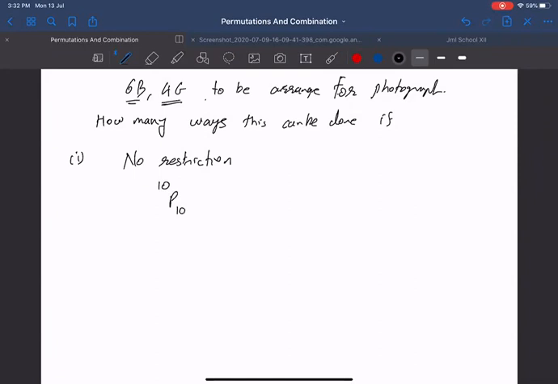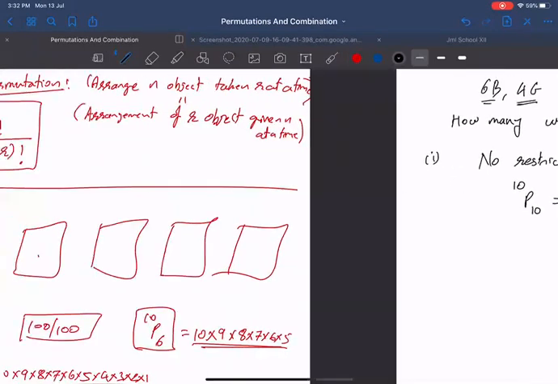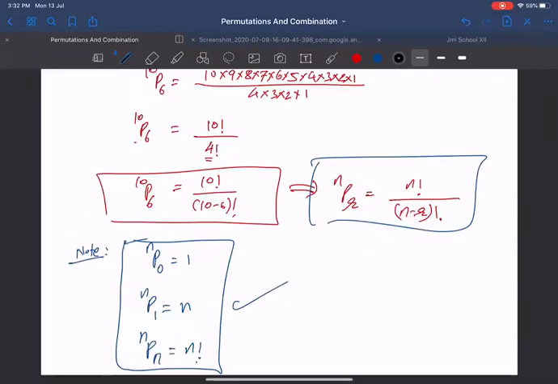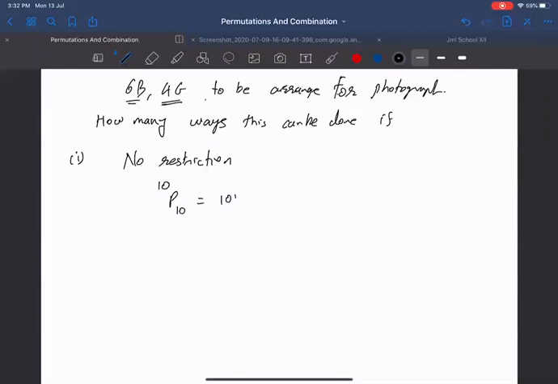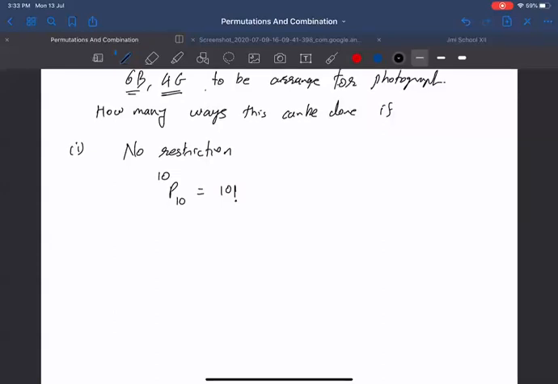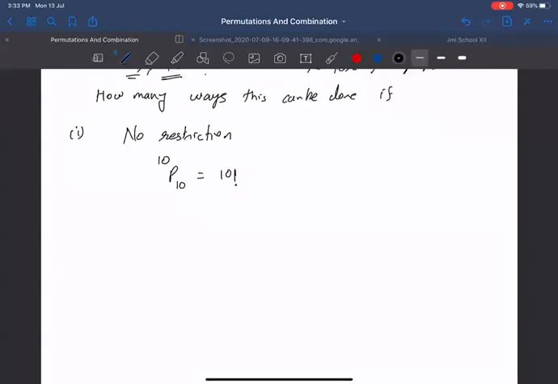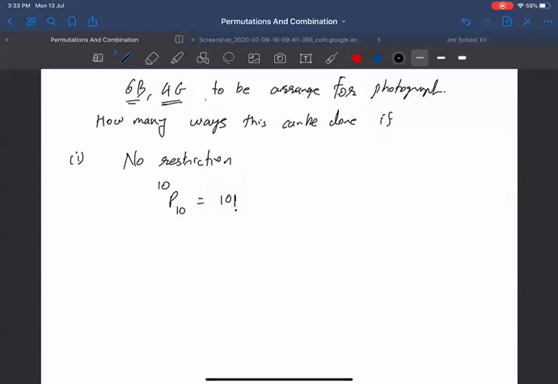So 10p10, as we just did. npn is n factorial, correct? So 10p10 is going to be 10 factorial. It's a huge number, that many ways in which I can arrange my 10 people. Okay.